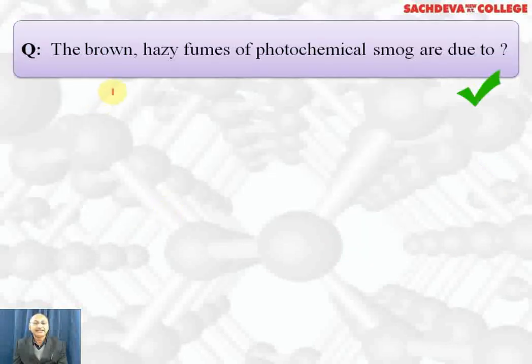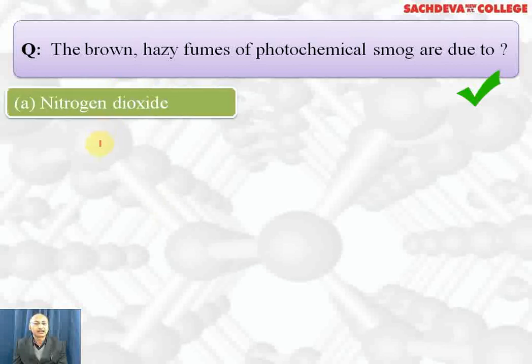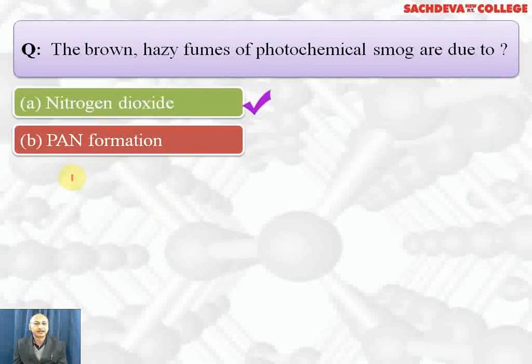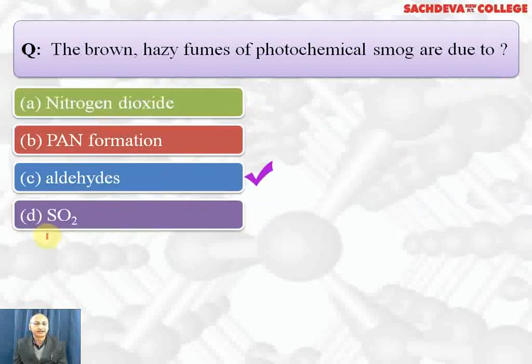The brown hazy fumes of photochemical smog are due to nitrogen dioxide, PAN formation, aldehyde, SO2. Correct answer is nitrogen dioxide, which causes the brown hazy fumes of photochemical smog.